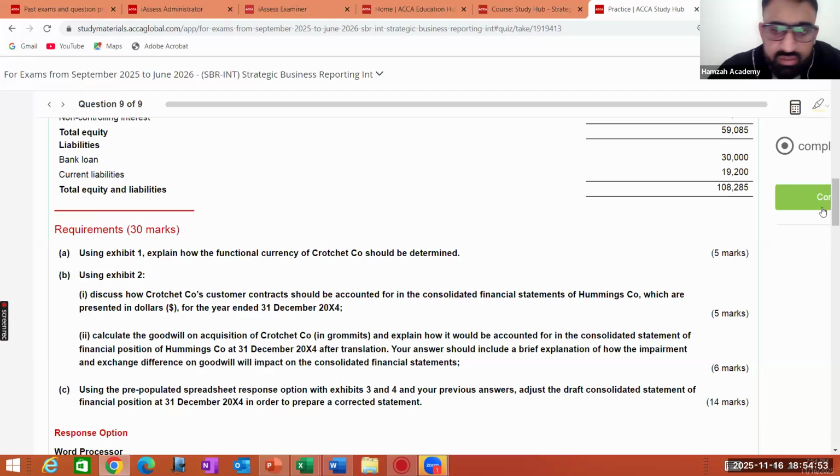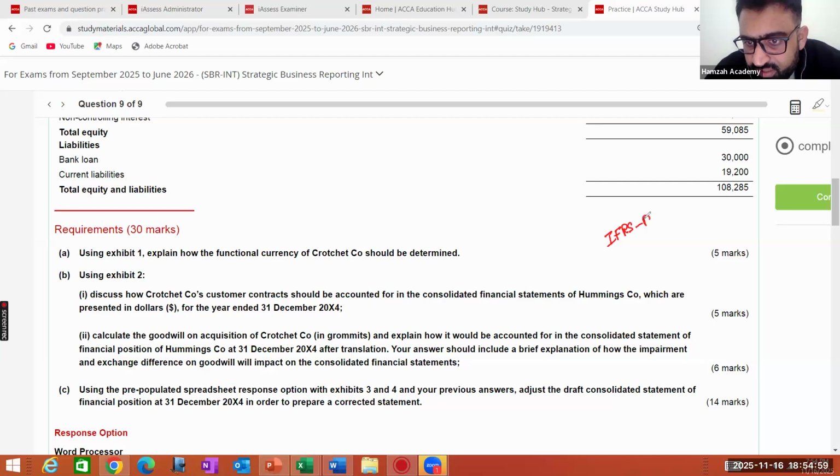Now, dear students, as we have studied, as per IFRS 3, business combination, all assets and liabilities should be determined at fair value at the date of acquisition.